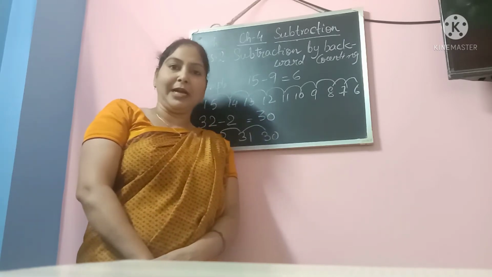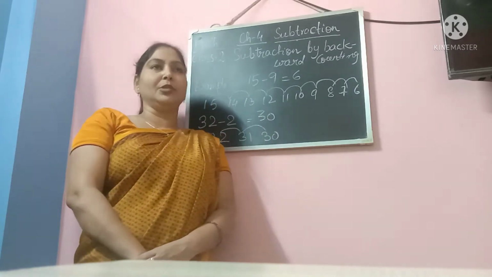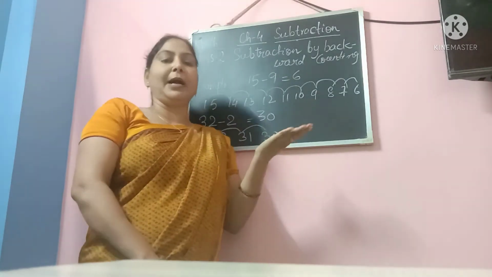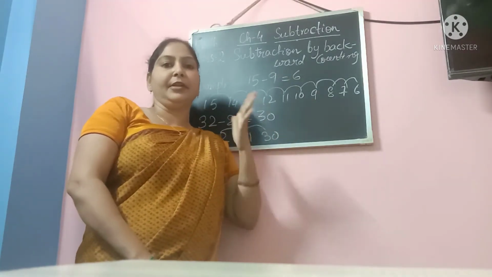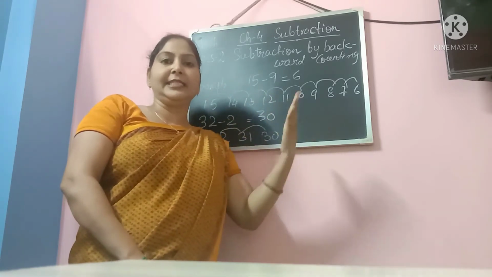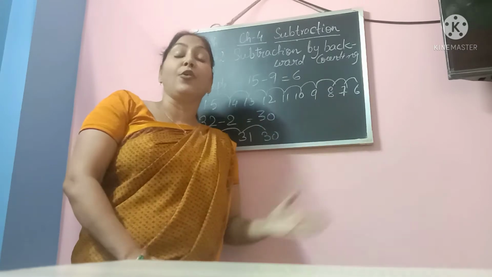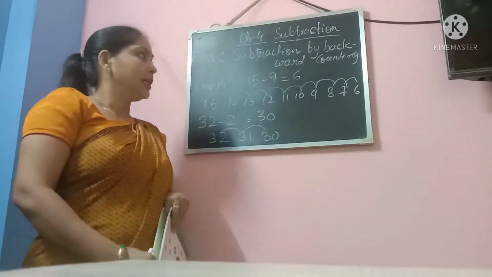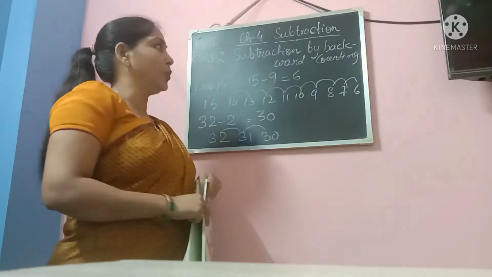As you know, what is backward counting? Backward counting means, suppose you start counting from 10, then what will be the backward counting of 10? We will start from 10 and then we will move 9, 8, 7, 6, 5, 4, 3, 2, 1. This is backward counting. Now with the help of backward counting, we are going to do subtraction.